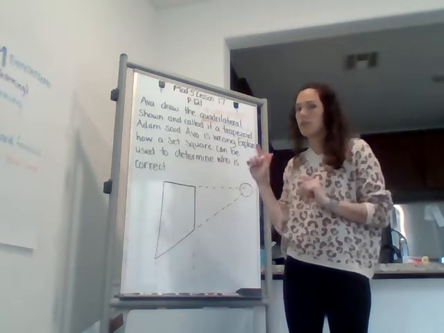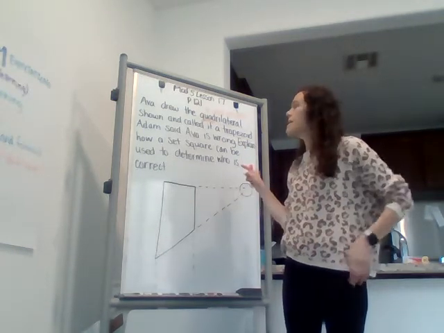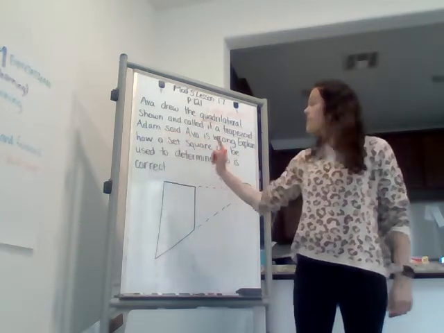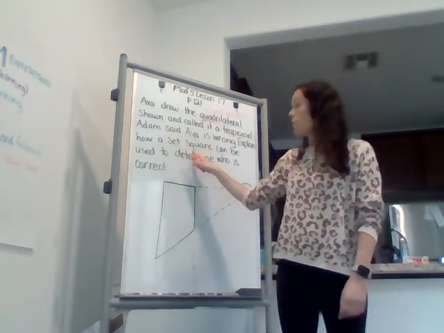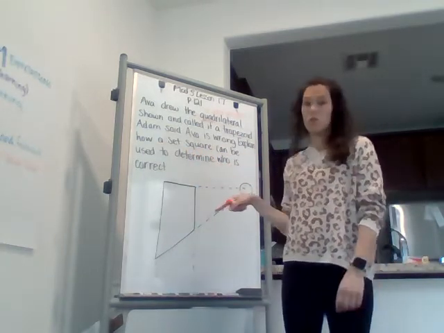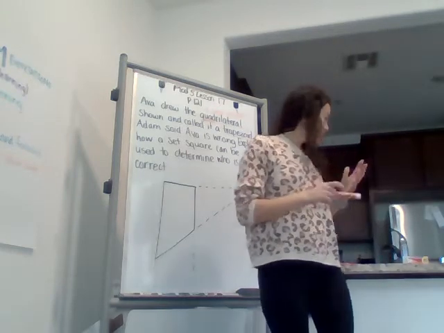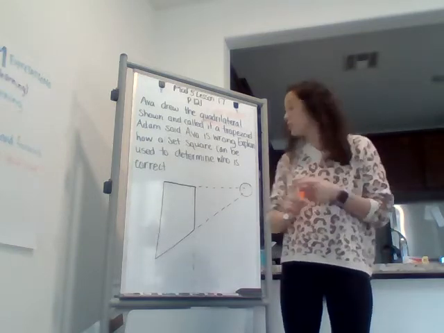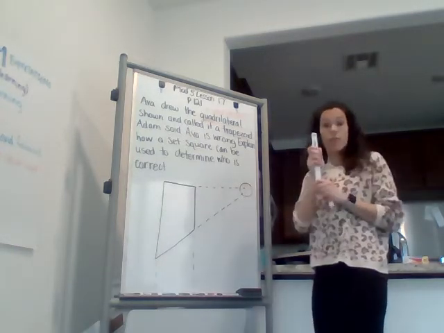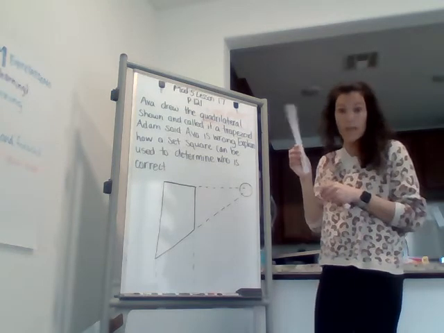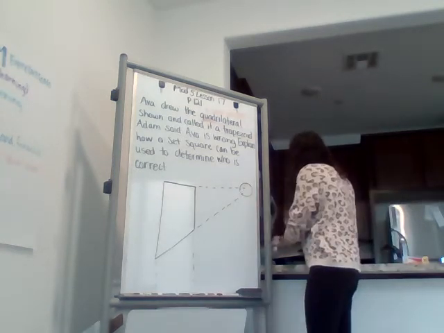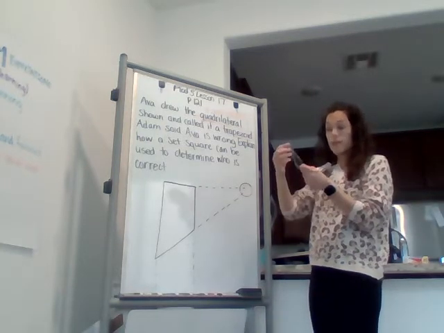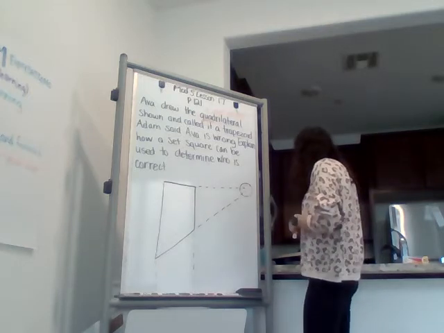Now, the interesting thing about this application problem today is it is not asking if Ava's right, and it's not asking if Adam's right. It's just saying explain how a set square could be used to determine who is correct. So to use a set square, you need anything with that right angle. So you could use the edge of a ruler. I put a ruler in everyone's bag. You could use a protractor because a protractor has 90-degree angles on it.